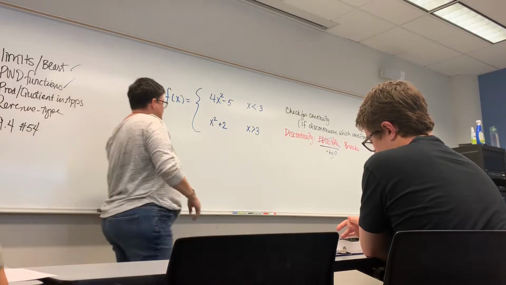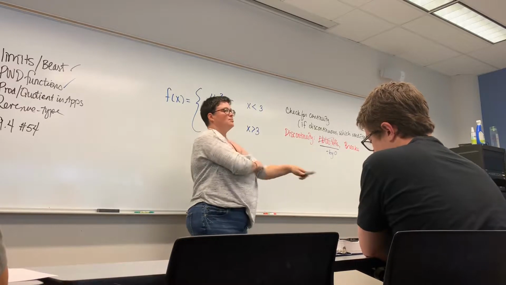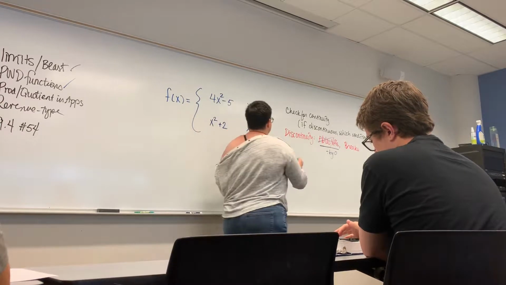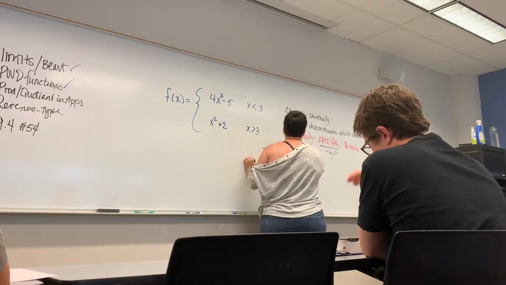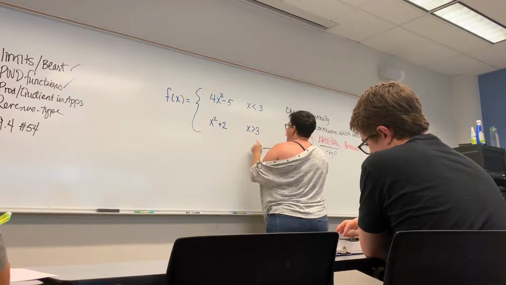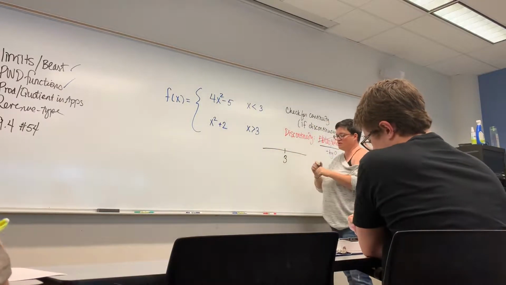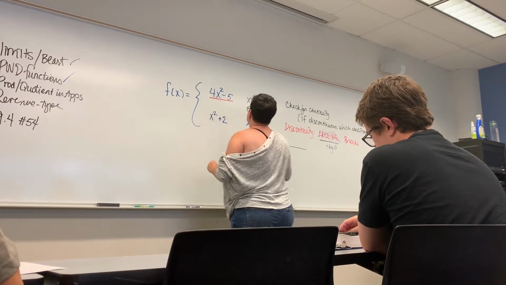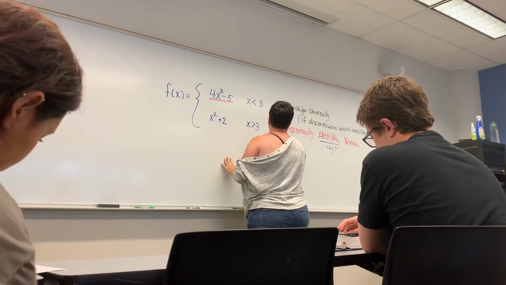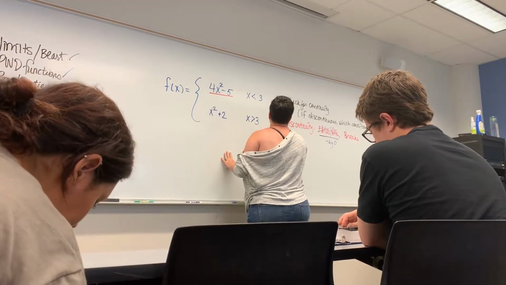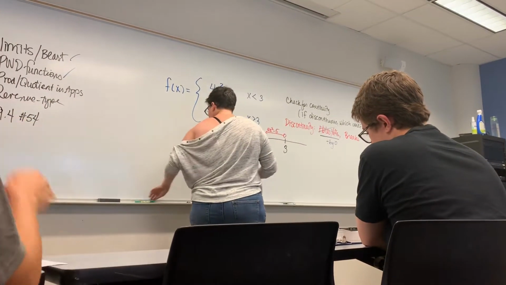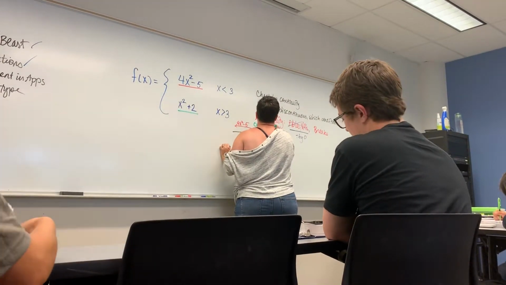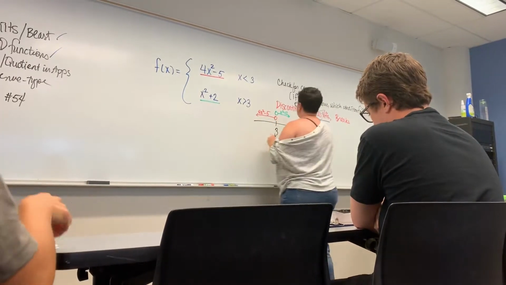So in order for you guys to test this, raise your hand if you prefer the pictures to the math. Yeah, okay. So draw a little picture with your action point right here. So just a little line with 3. And I'm gonna color code these. So 4x squared minus 5 is gonna be my function to the left. And in green, x squared plus 2 is gonna be my function to the right. Okay?